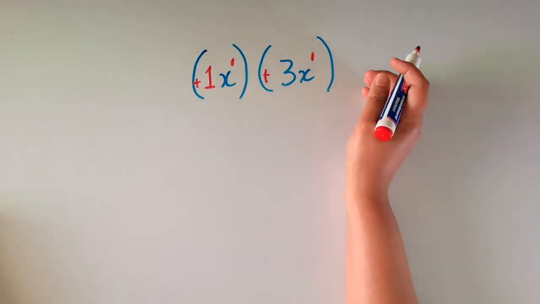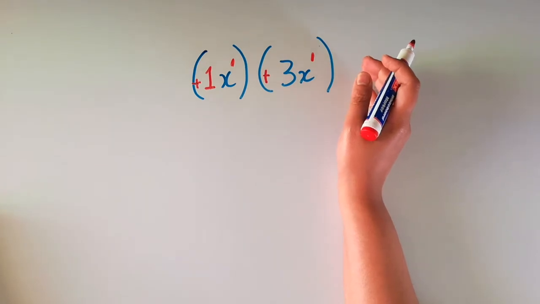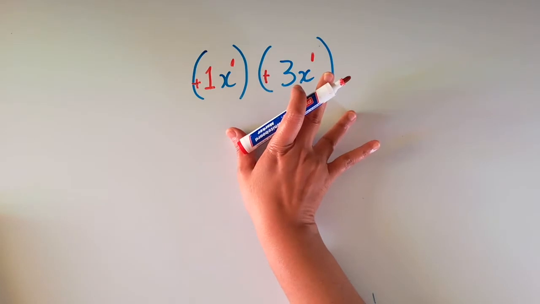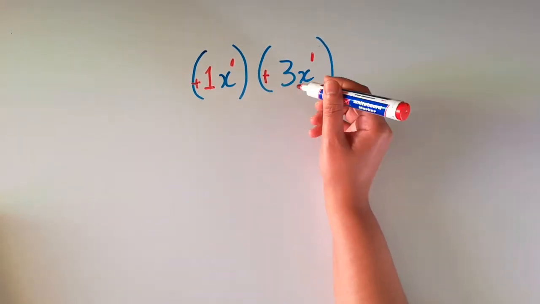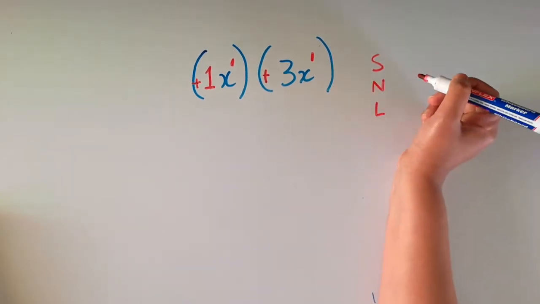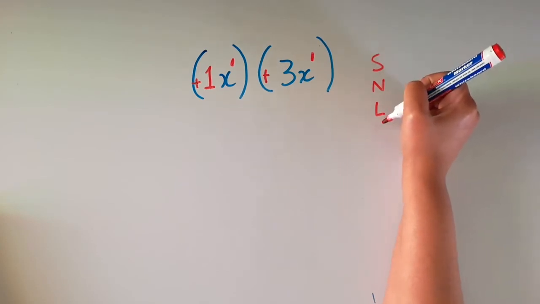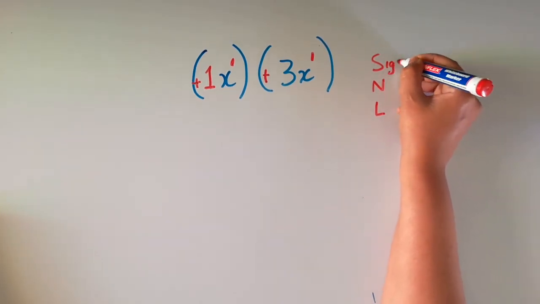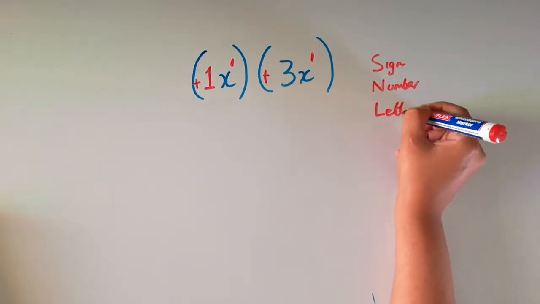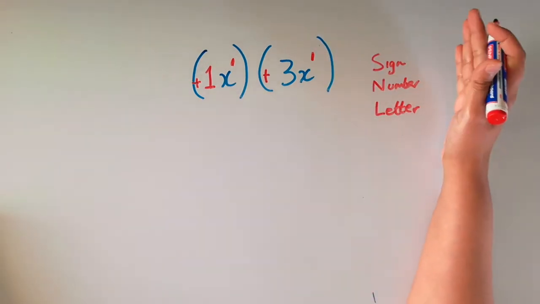Our second step is a very nice trick that I learned from a lovely teacher. When we multiply expressions, we are going to use the rule SNL. Now that doesn't stand for sex, nudity and language, but it stands for sign, number and letter. If you're watching, Renika, thank you so much for teaching me this trick.